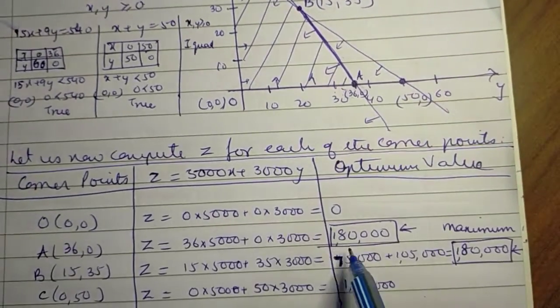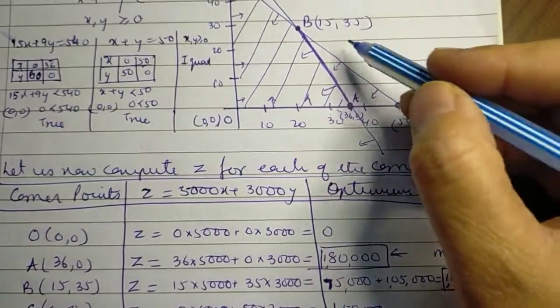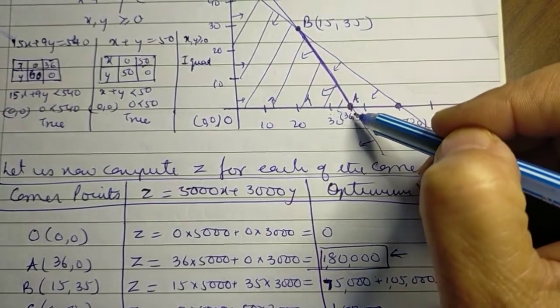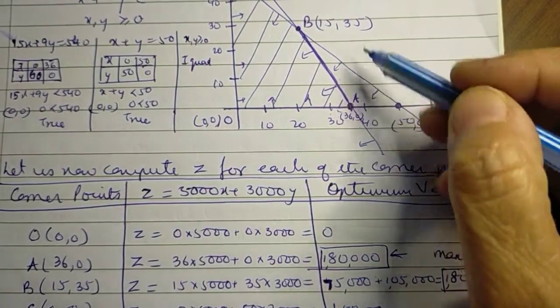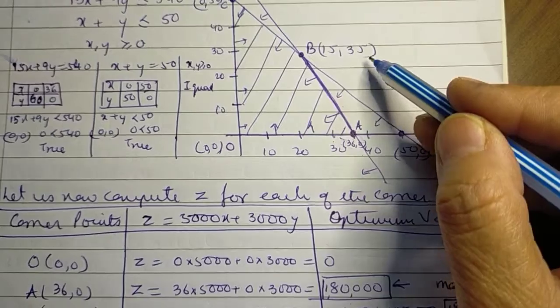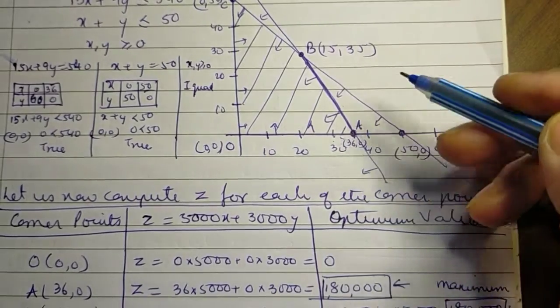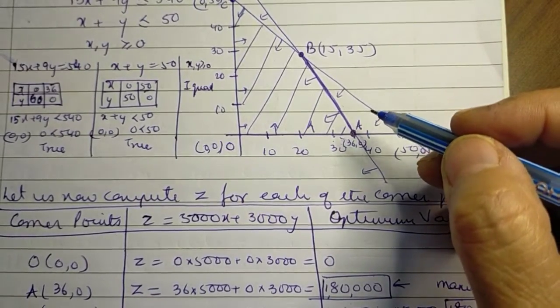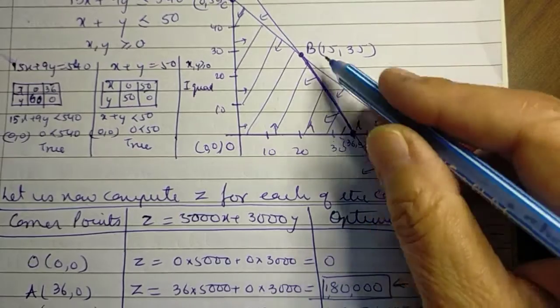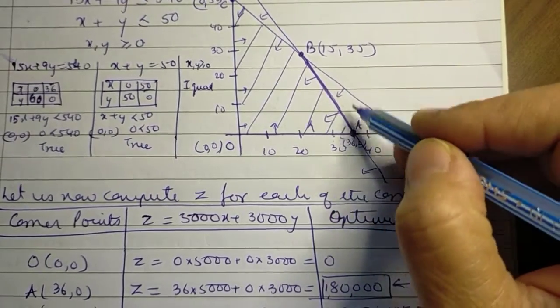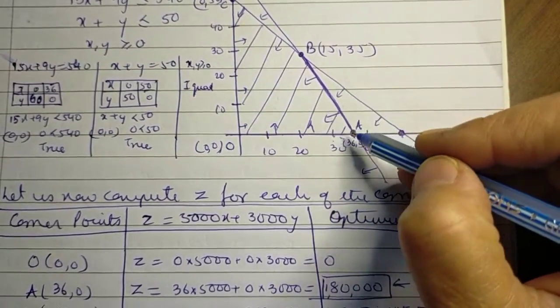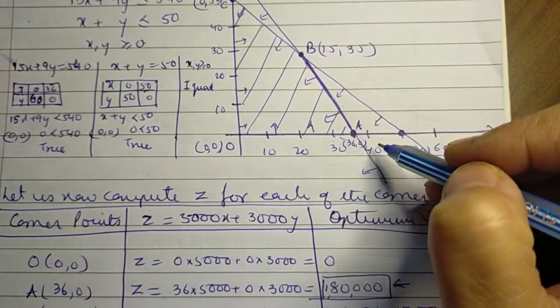Which is 1,80,000. So we report, though the points are only two, that is A is 36, 0 and B is 15, 35, that all points lying on the line AB will have the same maximum value, that is 1,80,000.